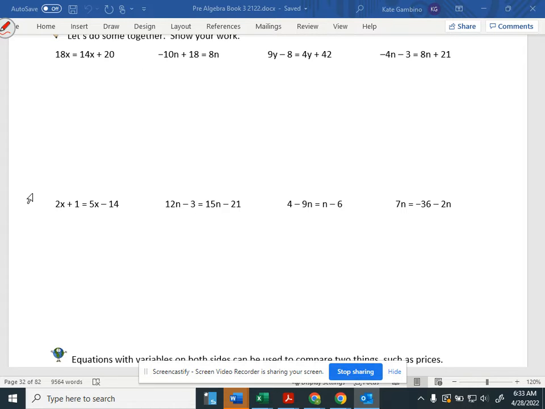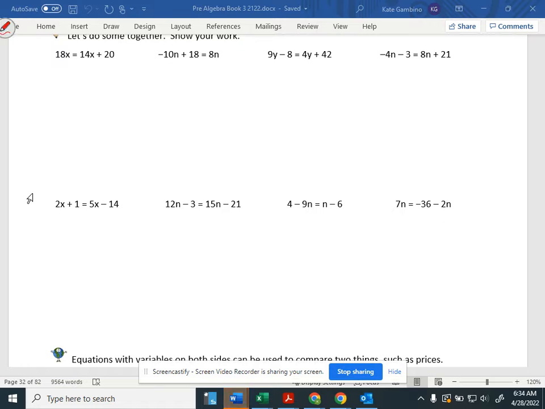18x equals 14x plus 20. So we want to make it, so we're combining like terms. We want to make it that so we have the variable on one side, the constant on the other side. I don't have any like terms that are on the same side of the equal sign. So now what I'm going to do is I'm going to combine like terms that are on opposite sides of the equal sign. So I can see I have an x on one side and an x on the other side. So I need to combine those.